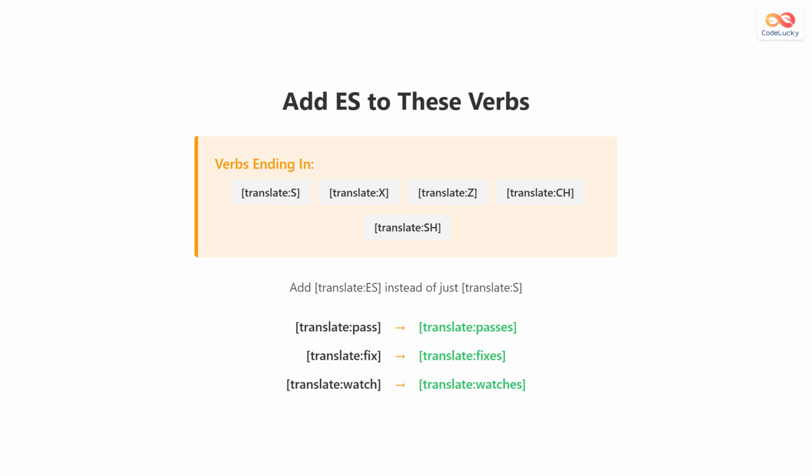However, there are exceptions. When a verb ends in the letters s, x, z, ch, or sh, we do not just add s, instead, we add es. For example, the verb pass becomes passes. The verb fix becomes fixes. The verb watch becomes watches. These letters create a sound that requires the extra e for proper pronunciation.